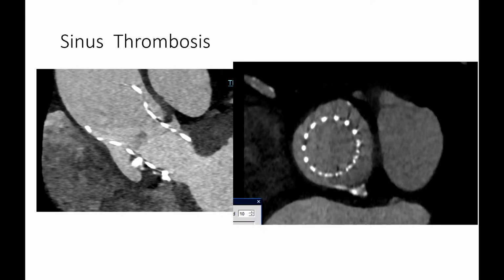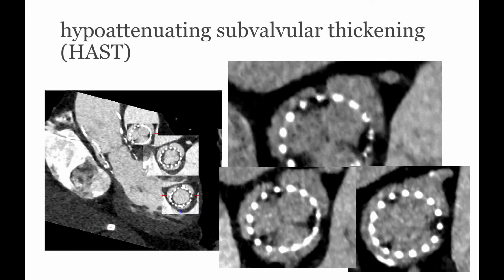In any other area, you can also see low attenuation material, like this one here in the sinus, right here. Is it clot? We don't know. What clinical significance it has, we don't know. And then there's another, less heard term, HAS, hypoattenuation of subvalvular thickening, like right here. Again, the incidence of this finding depends on how often you scan the patient. One Korean series of 200 patients mentioned up to 20 to 30% incidence.